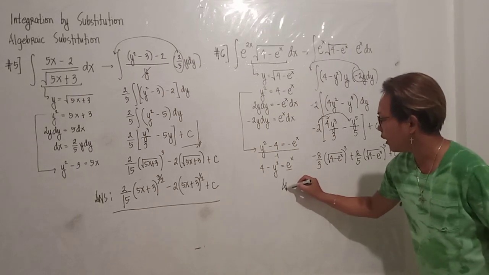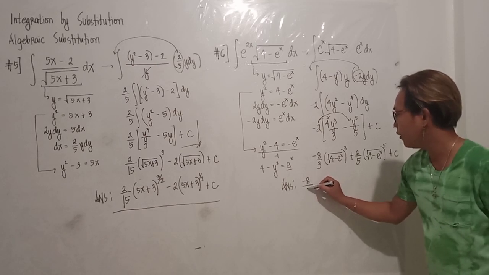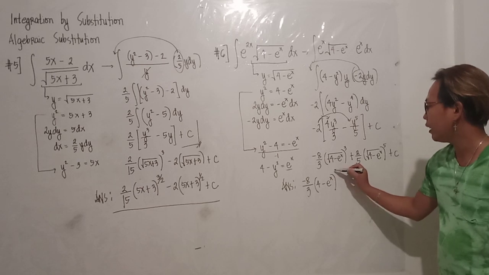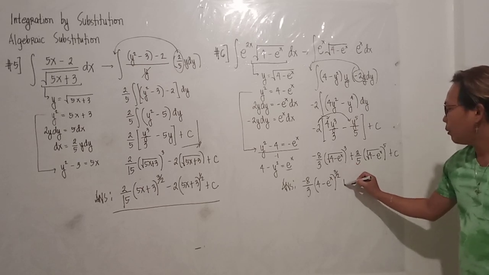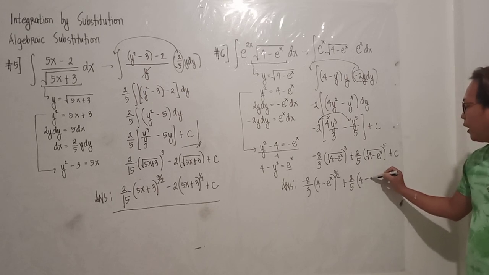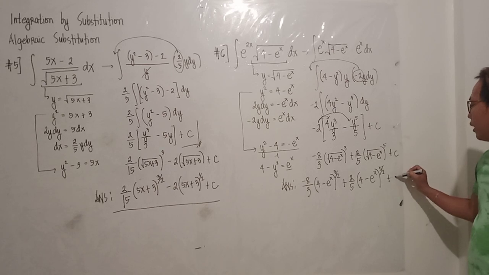Then for your final answer, you will now have negative 8 over 3. Then 4 minus e raised to x raised to 3 halves plus 2 over 5, 4 minus e raised to x raised to 5 halves plus c.